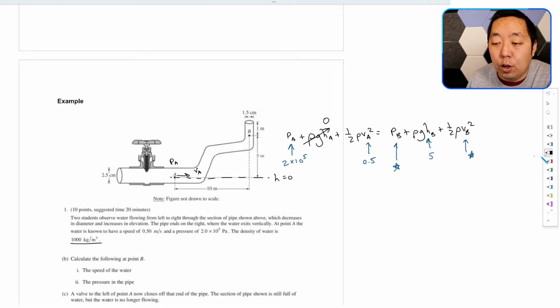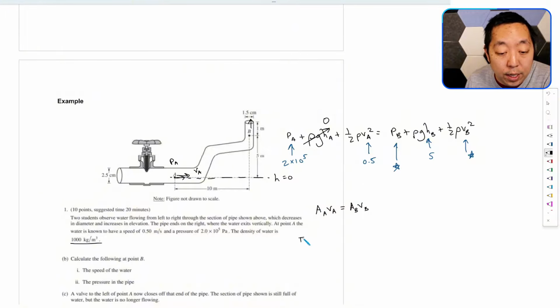Okay, so we need to know what the velocity at B is, and that's where we're going to use the continuity equation, because the amount of water flowing in here has to equal the amount flowing out, because again, water is incompressible. So the area at A times the velocity at A has to be the area at B times the velocity at B as well.